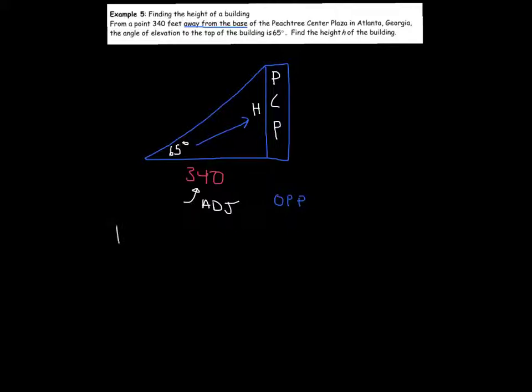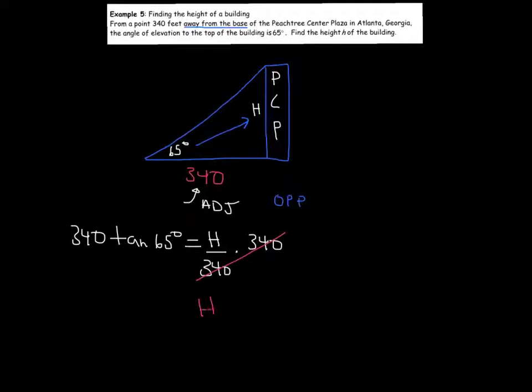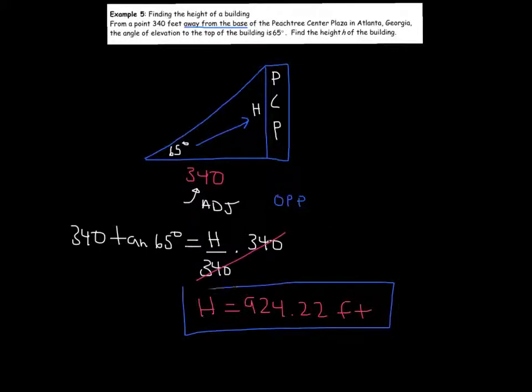So I'm going to say tangent of 65 is equal to the opposite, which is H, over the adjacent, which is 340. And once again, you're going to multiply by 340 on both sides. And you get a height of 924.22 feet. And that is the answer to this problem.